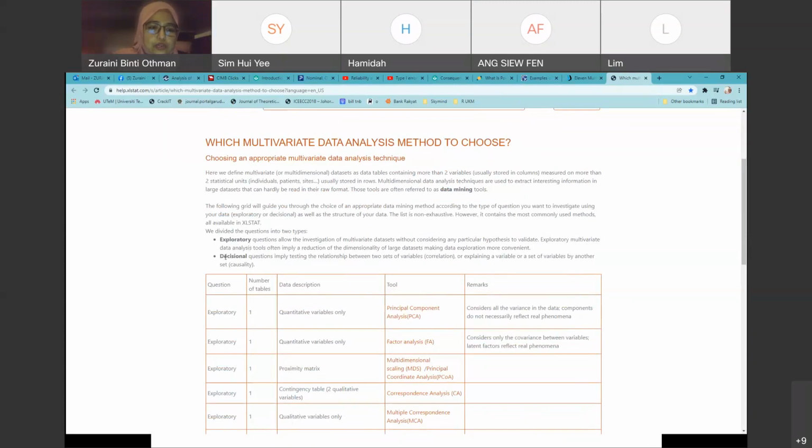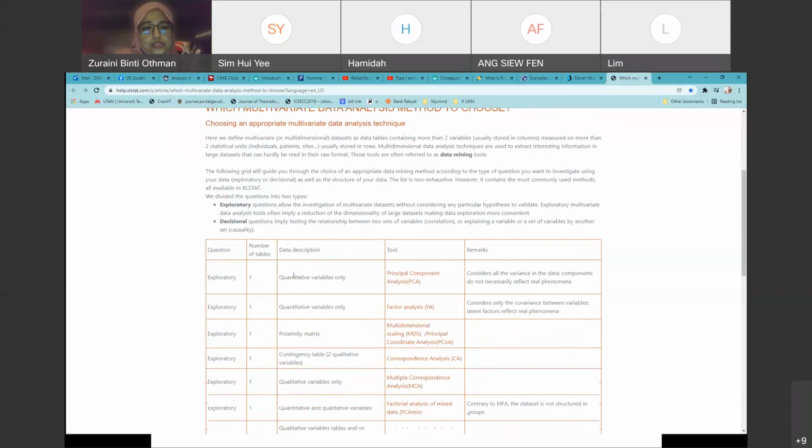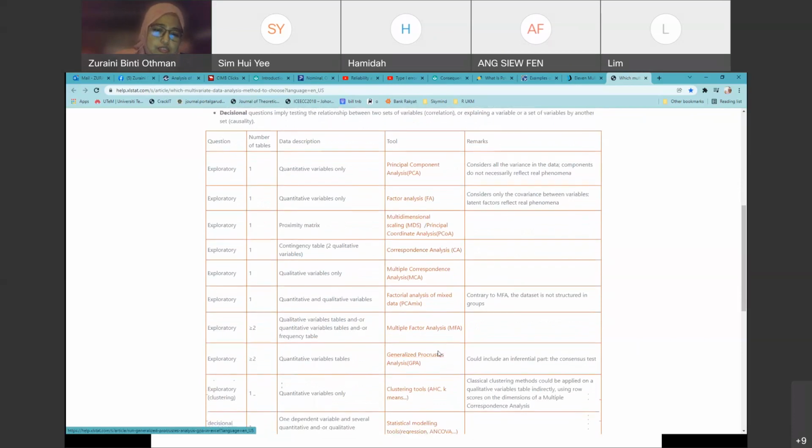Then if our survey is decisional, we want to make a rule, for example, an act, it will fall under decisional. Okay, what type of data description do we use? For example, quantitative variable only. Then the tool that we may use is PCA. They have already told us. This is the example. And the remark here is to consider that all the variables in the data components do not necessarily reflect real phenomena.